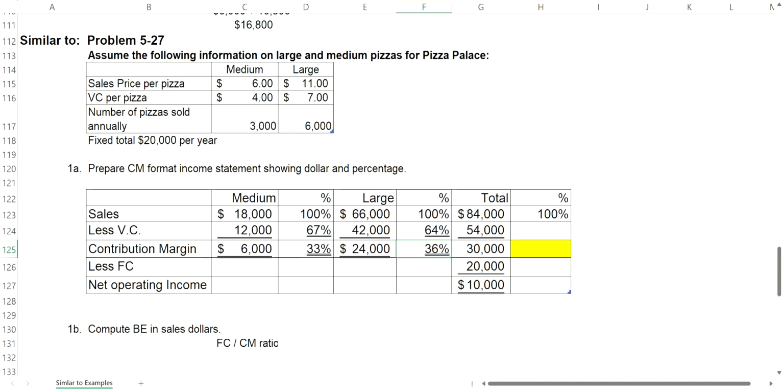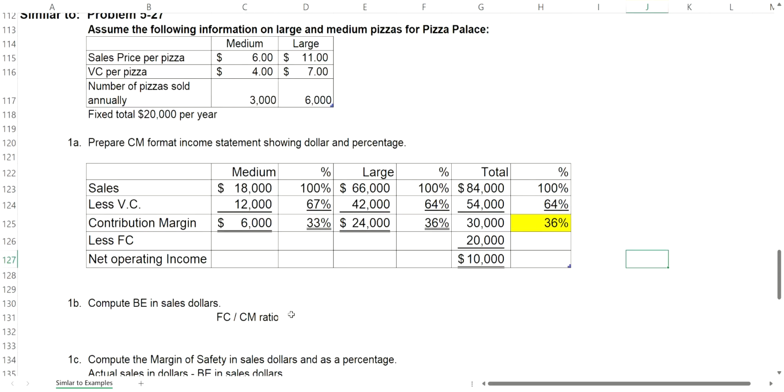margin ratio of 36%. In the total column, we'll use 84,000 as our 100%. So 54,000 divided by 84,000 is 64%. And contribution margin of 30,000 divided by 84,000 is 36%. Now, I highlighted that 36% because we are going to use that in a formula in just a moment.